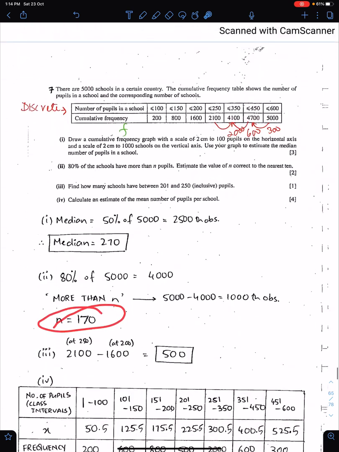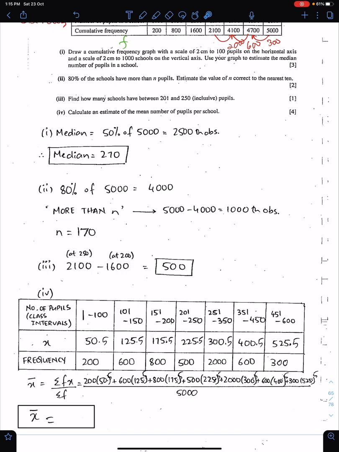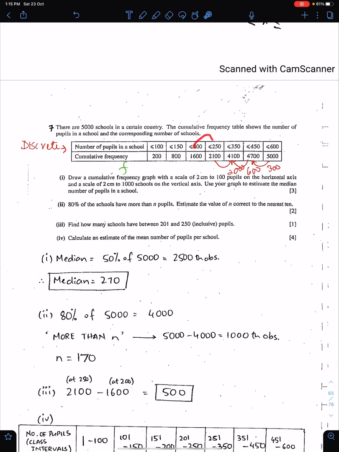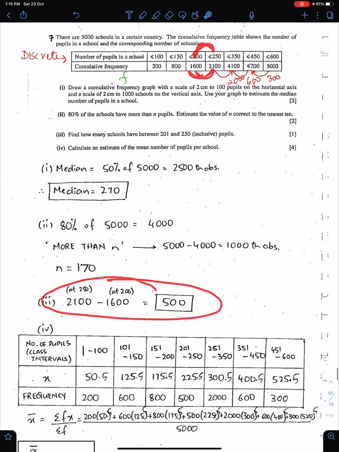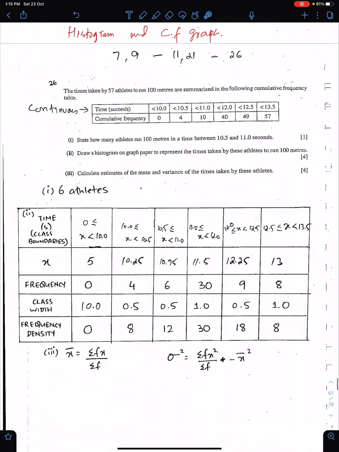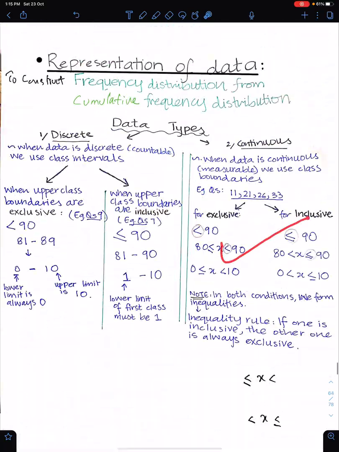Now the next part. Find how many schools have between 201 and 250 inclusive pupils. So 250 and 201, this is here. So they are 500. If you want to do this from here, then just subtract these two. 200 and 250. This is here, 500. Now, this is of this type, continuous data.